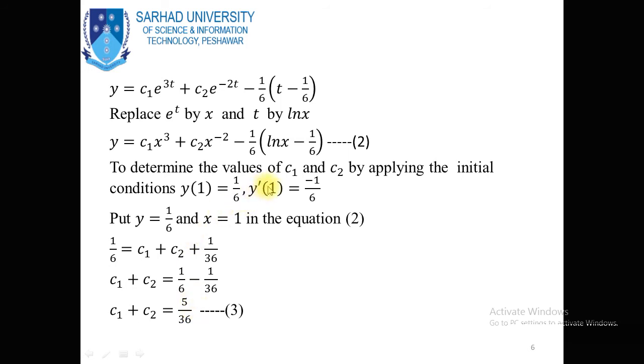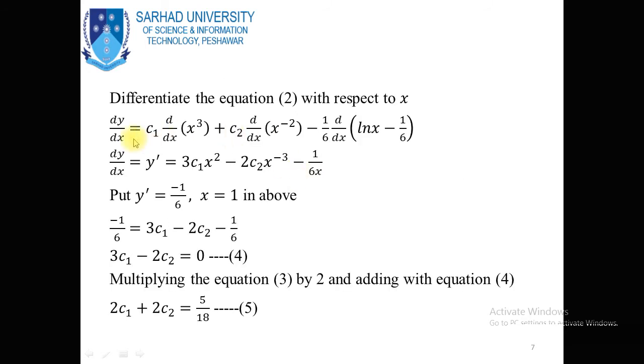Now another condition which is given is on the derivative of y. So taking the derivative of equation number 2 with respect to x, we obtain dy by dx, y dash is equal to 3c1 x square minus 2c2 x power minus 3 minus 1 over 6x. The derivative of x cube is 3x square. The derivative of x power minus 2 is minus 2x power minus 3. The derivative of log x is 1 over x, and the derivative of 1 over 6 is 0.